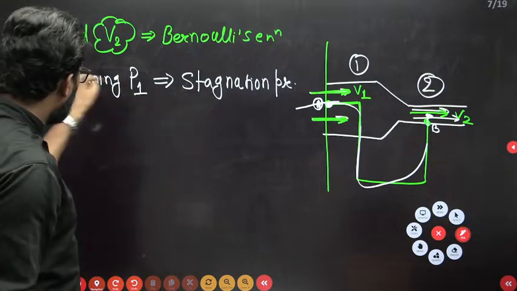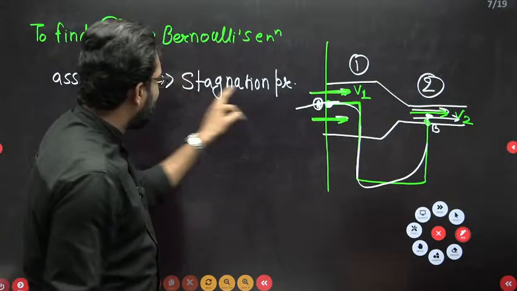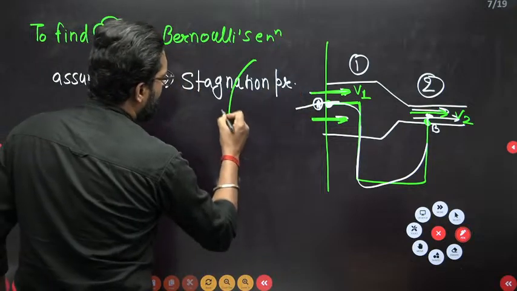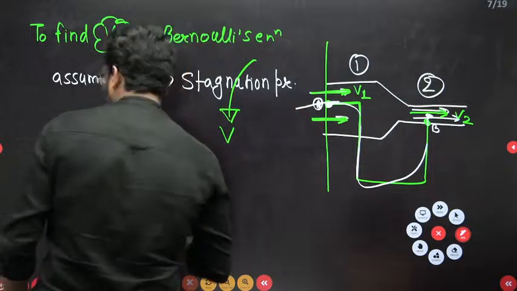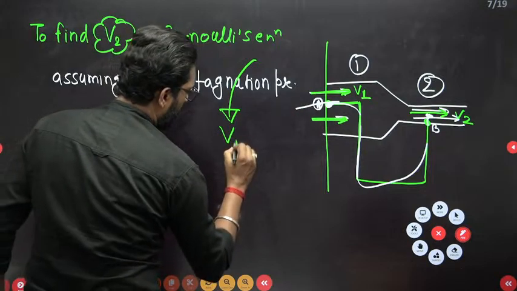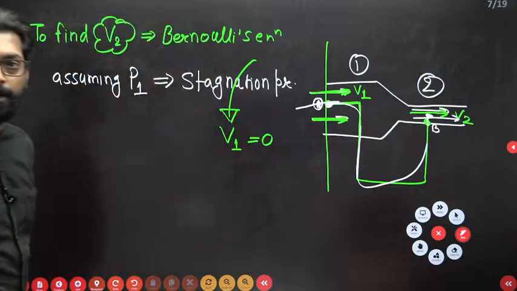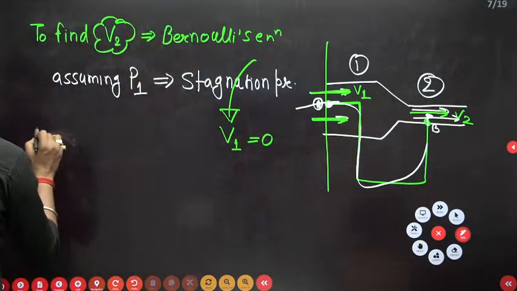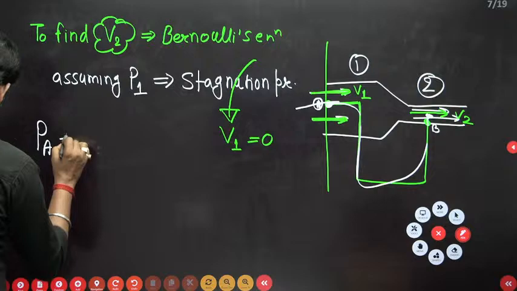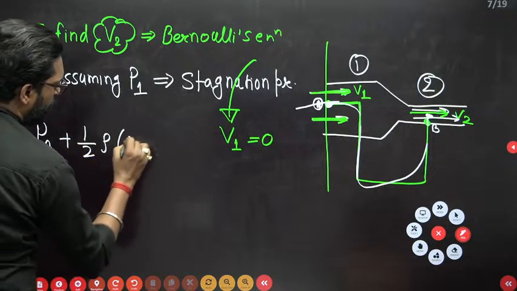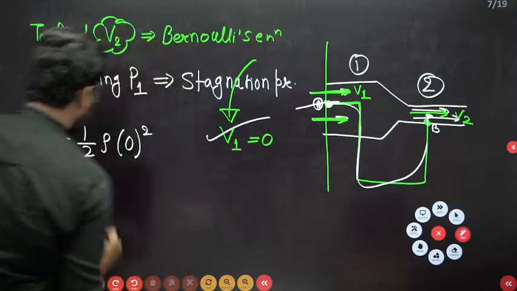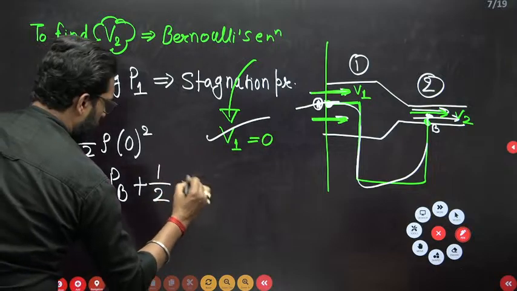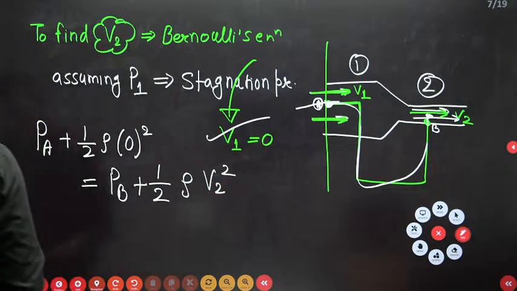Okay, so assume P1 is your stagnation pressure. Why? Because this is at a point, and at the stagnation pressure you have to take the velocity at this point, that means V1 is 0. This is the characteristic of the Pitot. Now apply the Bernoulli equation at points A and B. So PA plus half rho into velocity 0, at this point the velocity is 0, is equal to PB plus half rho VB square.